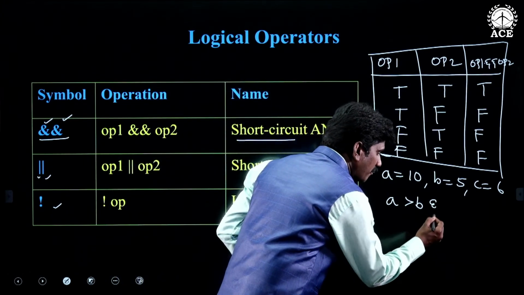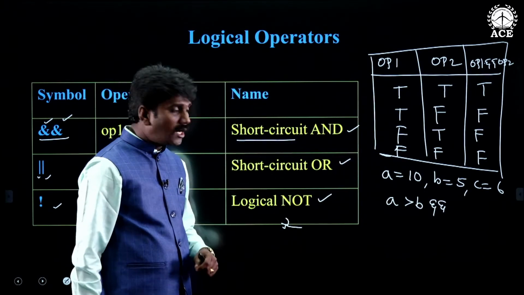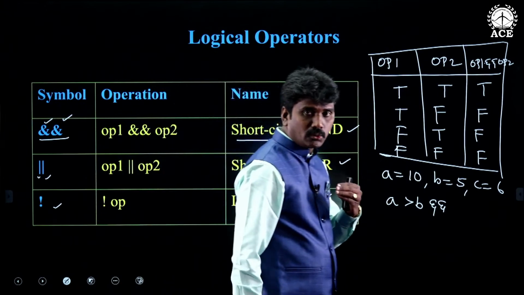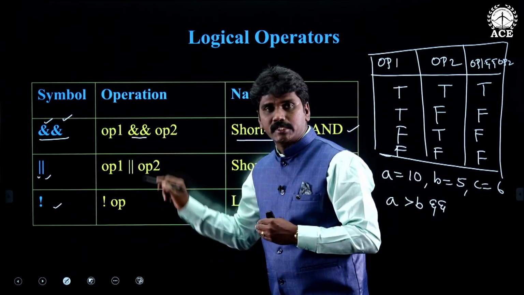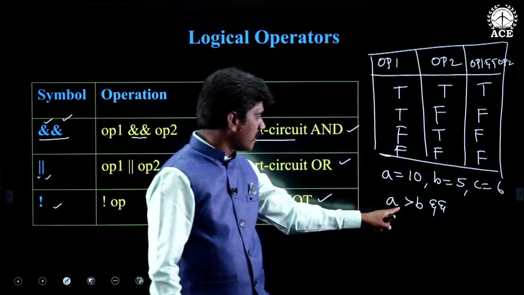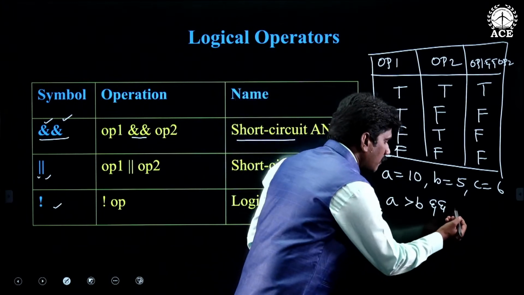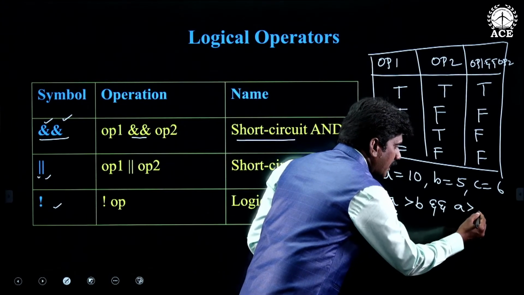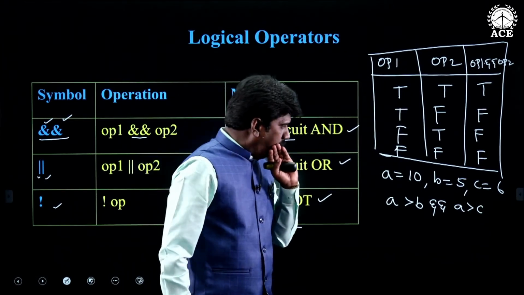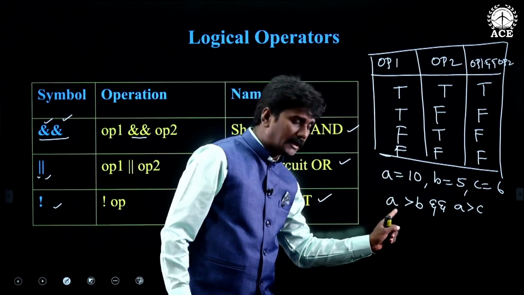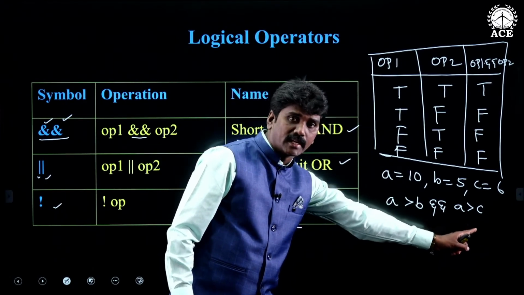And here I am applying the short circuit AND. The symbol for the short circuit AND is double ampersand. Same thing I am taking here also: A is greater than B and A is greater than C. If we check here, A is greater than B and A is greater than C.